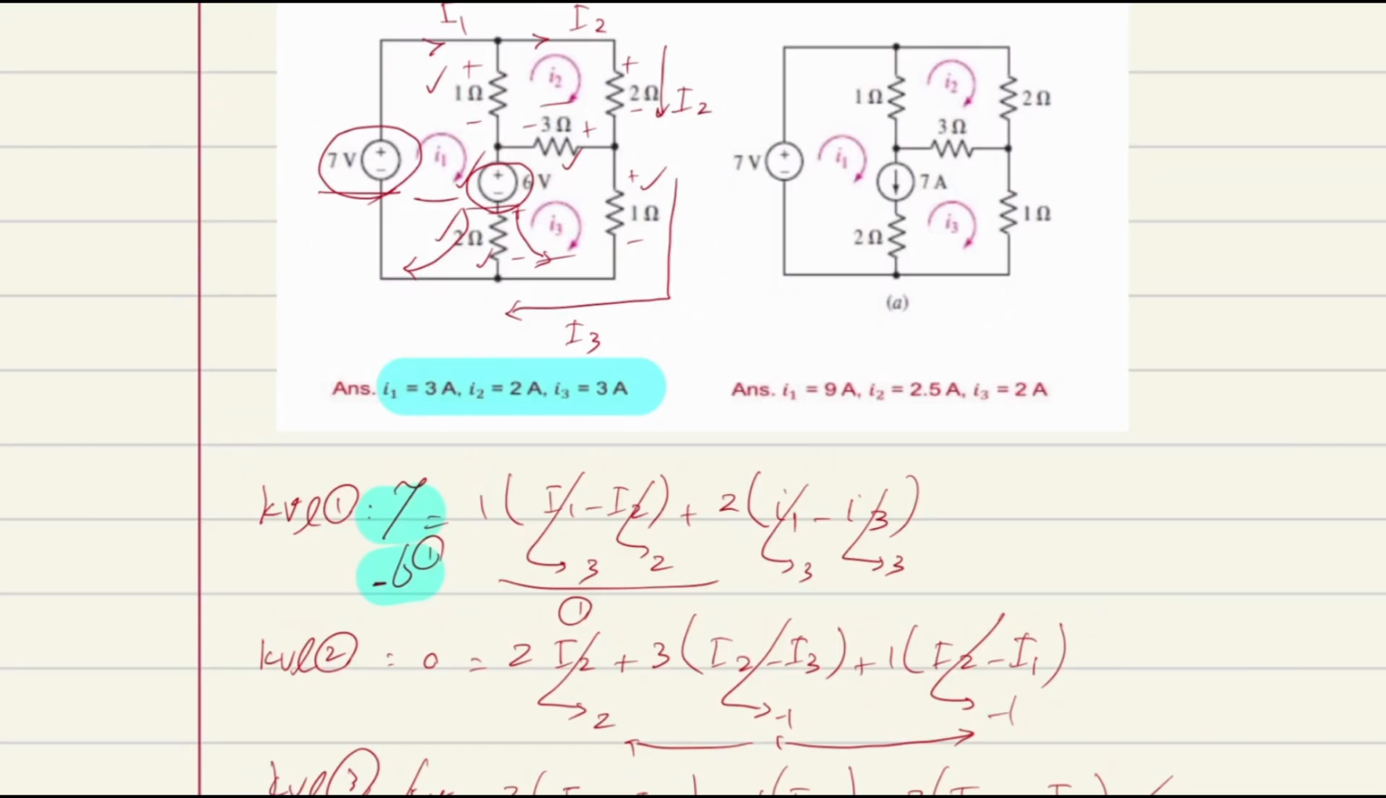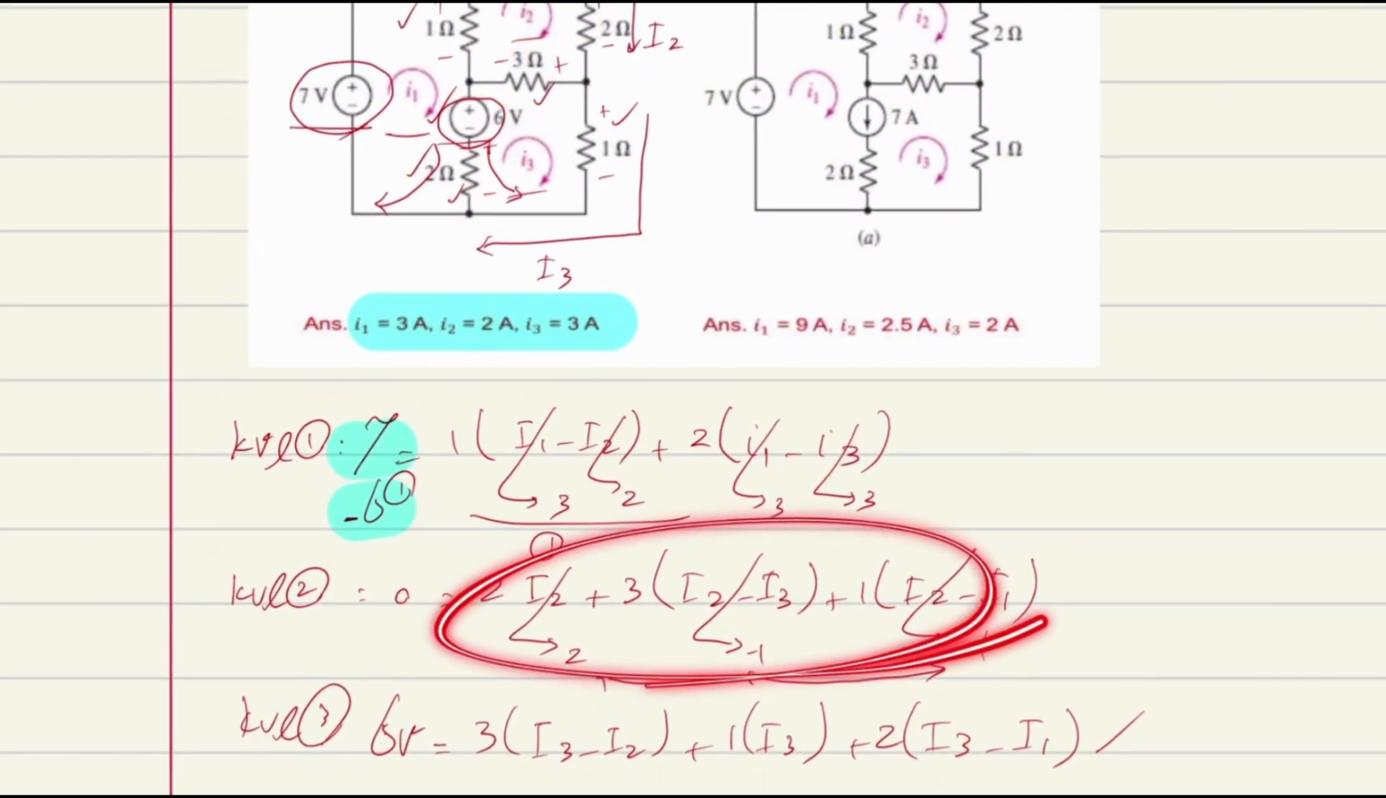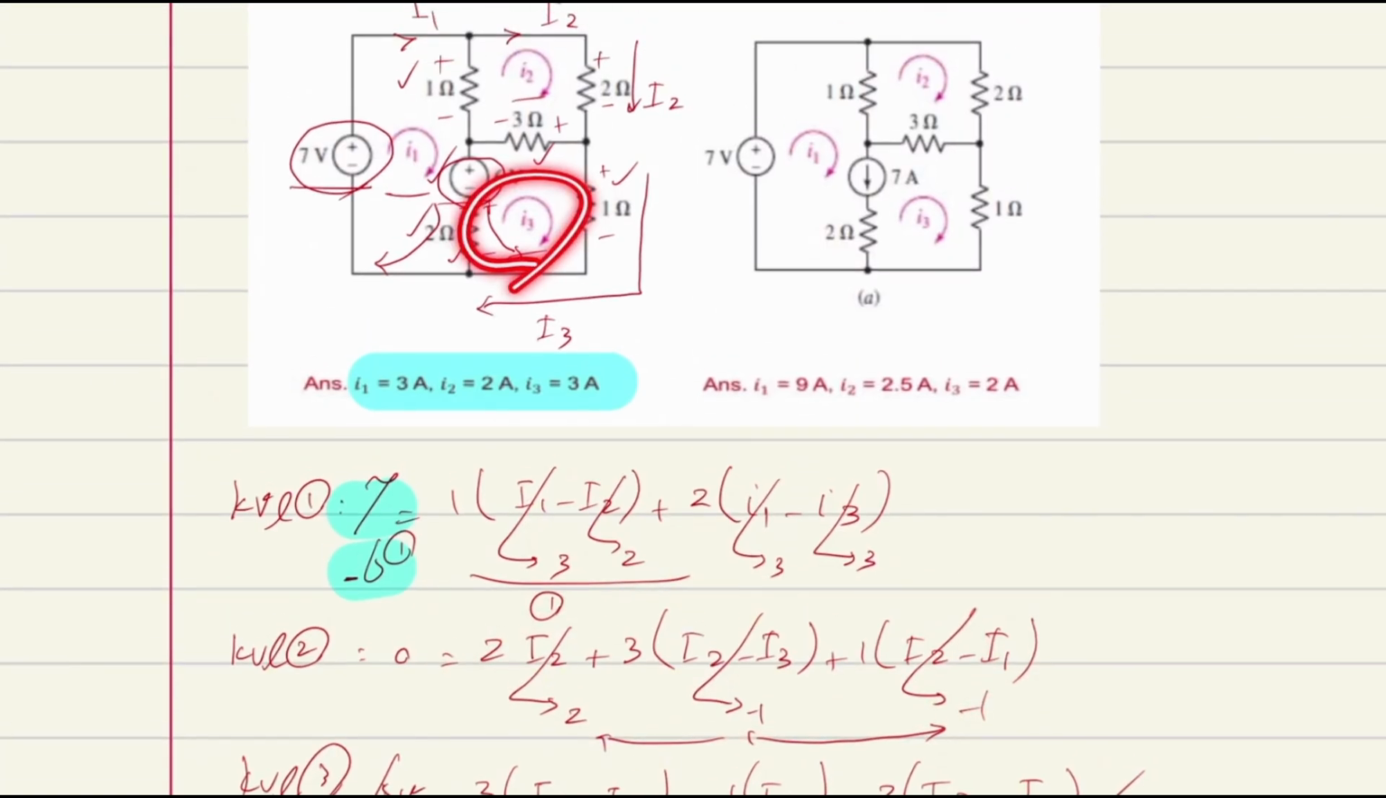Then we do have the second loop. The second loop is over here. At this point, you don't have any voltage source, so you consider all of them as voltage drop. And for the third one, you just do a normal thing.